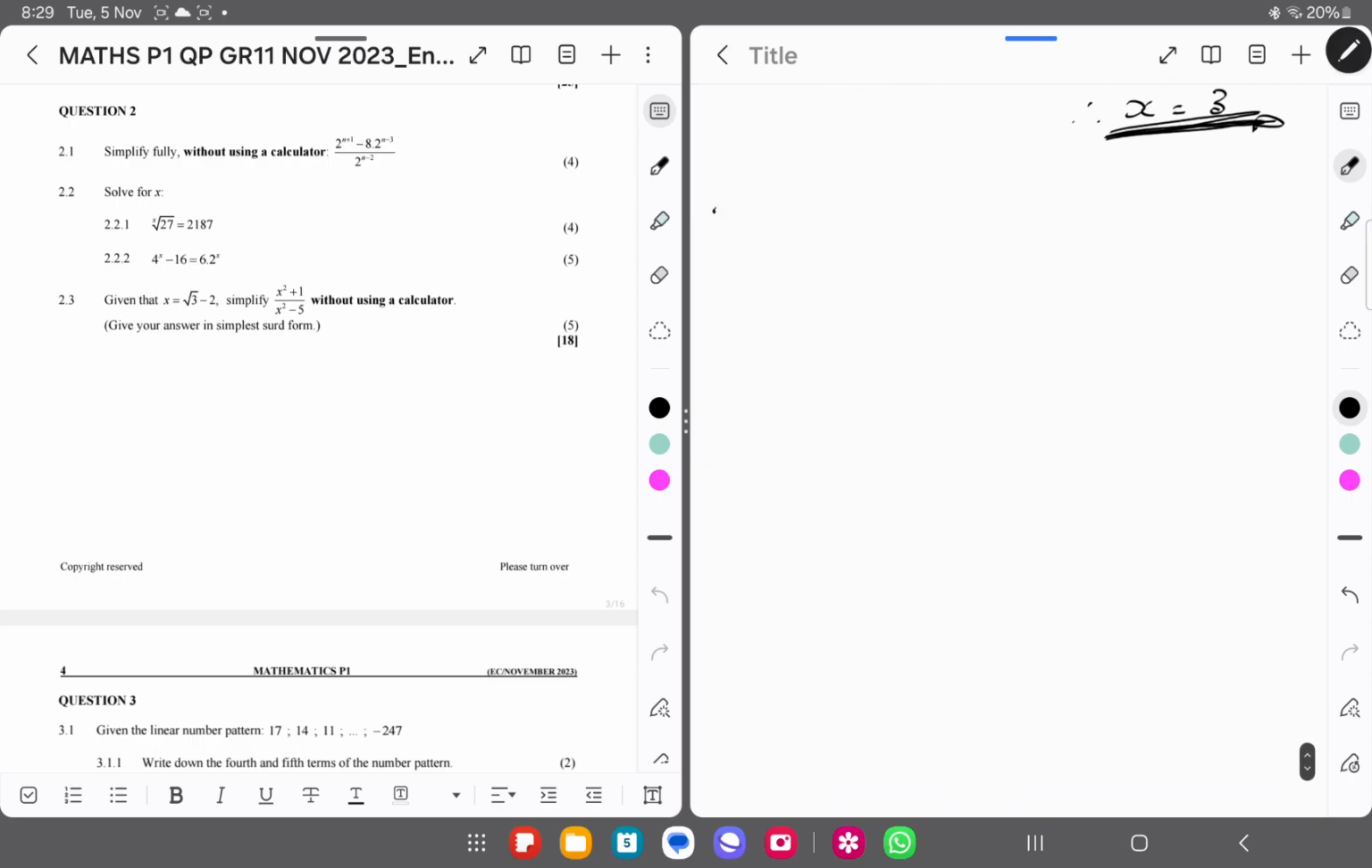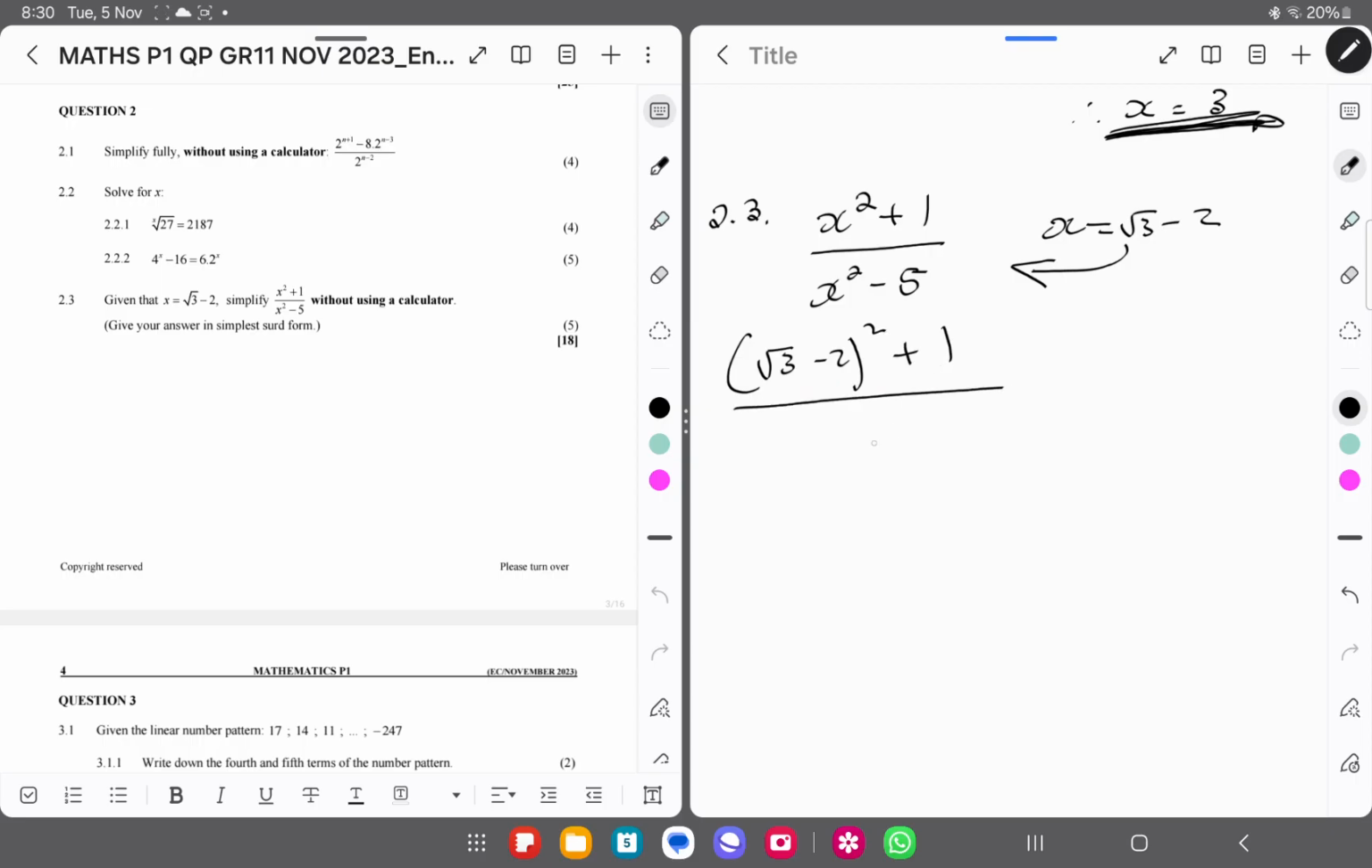And then 2.3. Given that x equals the root of 3 minus 2, simplify that. They gave us what is x. So I'm having x squared plus 1 over x squared minus 5. They told me that x equals the root of 3 minus 2. So I'm going to take this x and substitute there. So I'm having the root of 3 minus 2 squared plus 1, and the root of 3 minus 2 squared minus 5. Others will say, why these are the same, why can't we just cancel like that, and then our answer is 1 over minus 1 over negative 5? That is illegal.